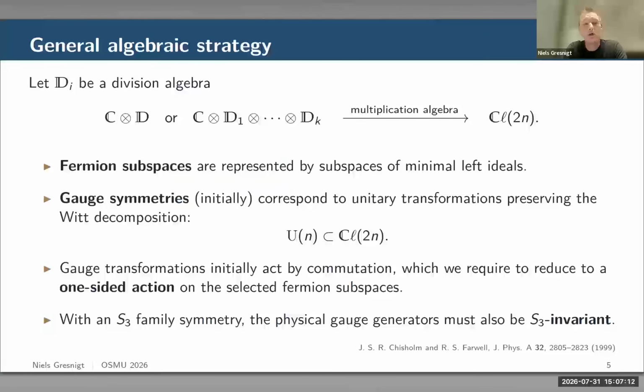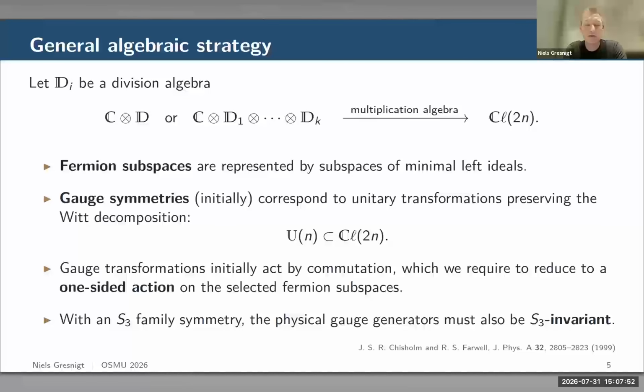And then what we're going to do is represent the fermion subspaces in terms of minimal left ideals of these Clifford algebras. And the gauge symmetries are going to correspond to unitary transformations that preserve the underlying Witt decomposition, which you use to construct those minimal ideals. And for the gauge transformations, we're going to take them to act initially via commutation. But what we would ask is that in the end result, the commutator actually reduces down to just a one-sided action.